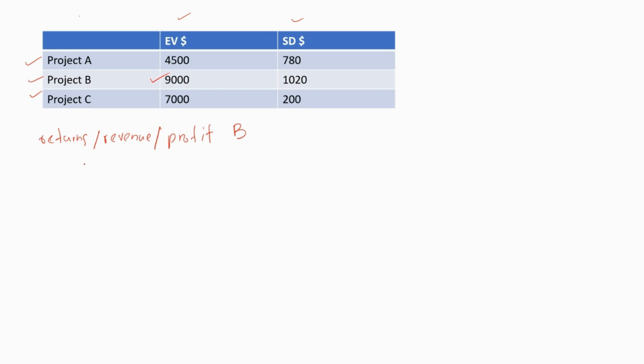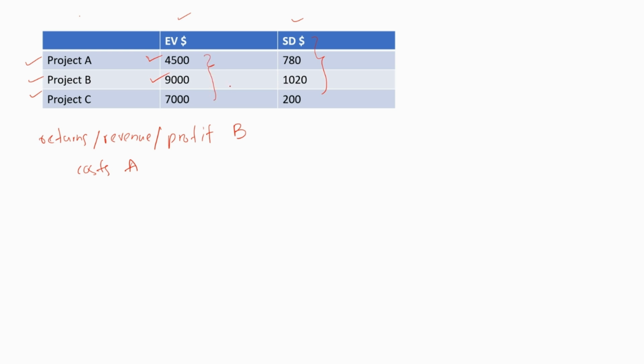Now let's say these expected values have been calculated for costs. So what project would you choose based on the expected value? You select the lowest expected value project, which is project A, 4500. They have given the standard deviations as well. Based on these standard deviations, can we make a decision which project is riskier and which project is least risky? No, we can't, because the expected values are not equal.